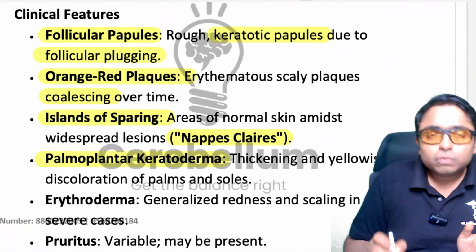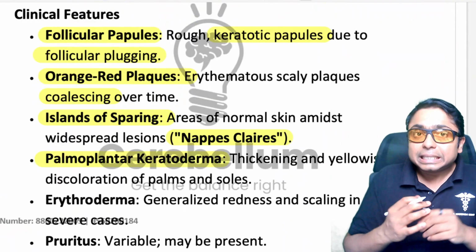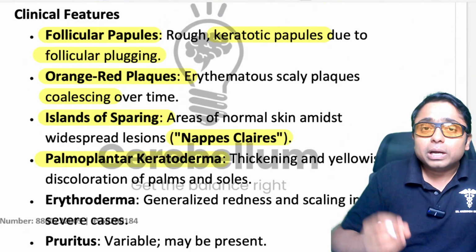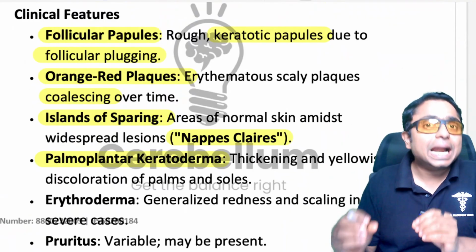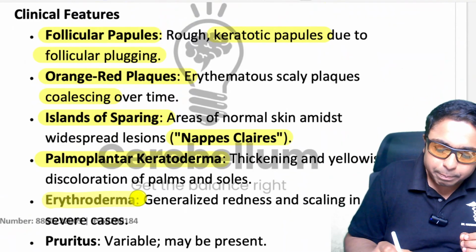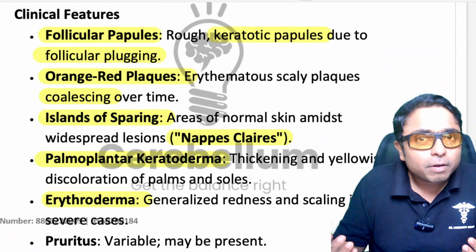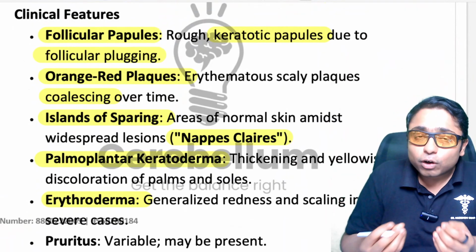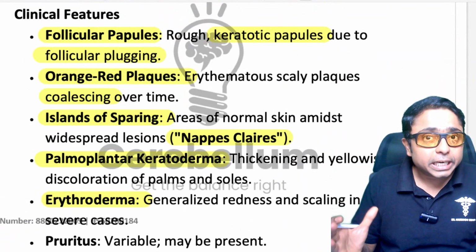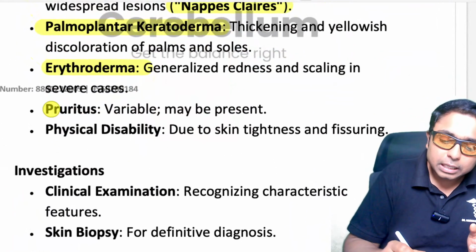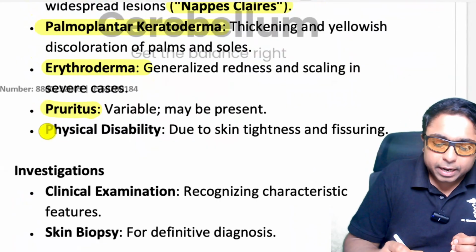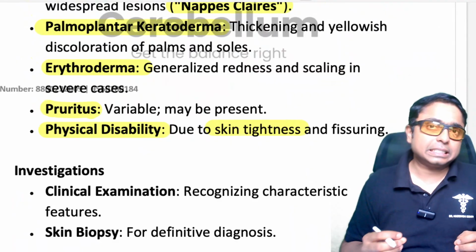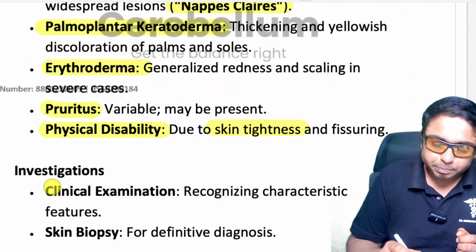If you observe the palms and the soles, you can see that the skin will be very thick, and it is called palmoplantar keratoderma, or PRP sandal. The patients may go into erythroderma, where there is generalized redness associated with scaling of the body, involving more than 90% of the body surface area. The patients can have pruritus, and physical disability can occur because of skin tightness, because of the thickening of the skin.